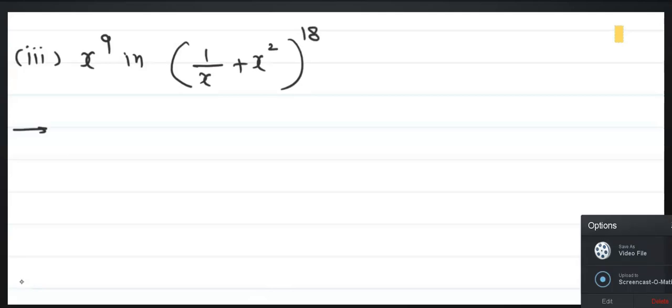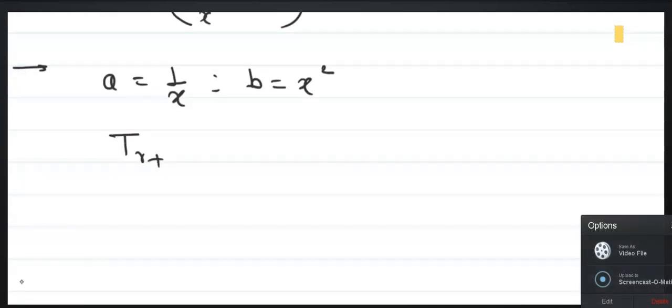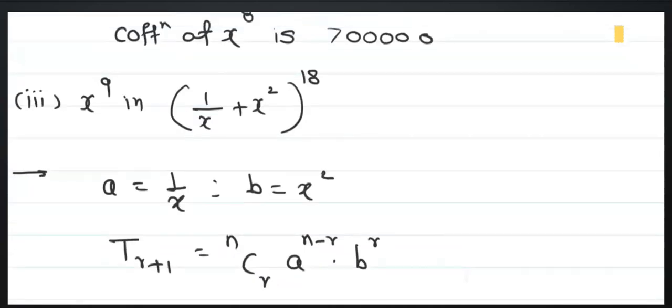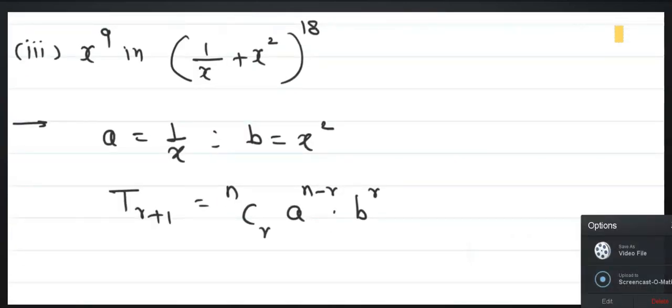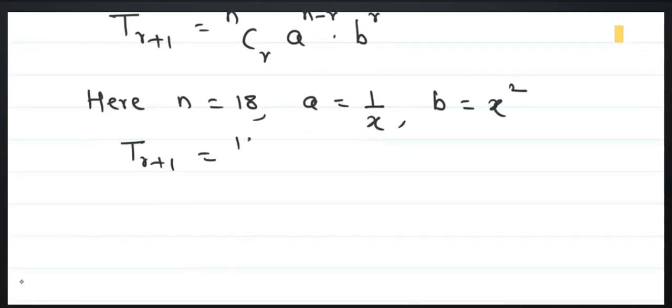Next: find the coefficient of x raised to 9 in the expansion of (1 upon x plus x square) bracket raised to 18. This we want to find out. a is equals to 1 upon x, b is equals to x square. Therefore, T r plus 1 is equals to nCr a raised to n minus r b raised to r. This is the formula. Here, n is equals to 18, a is 1 upon x, b is x square.